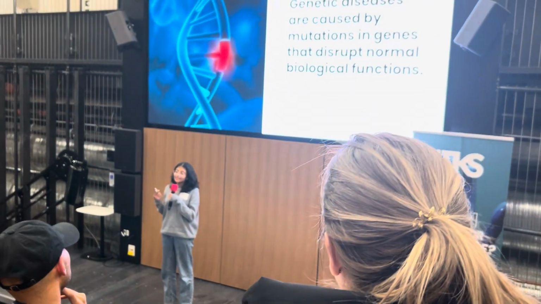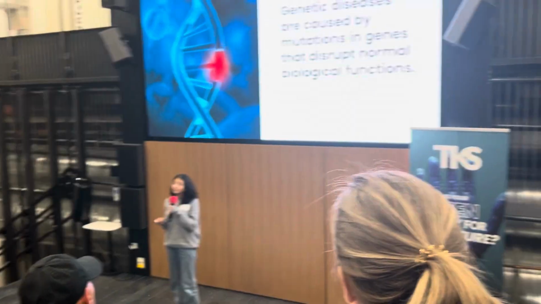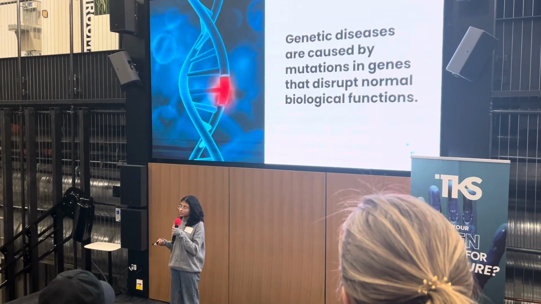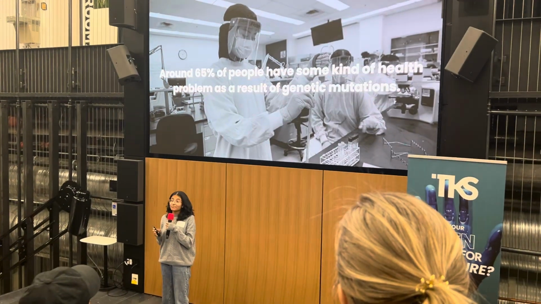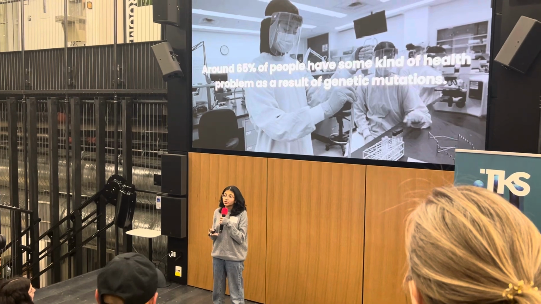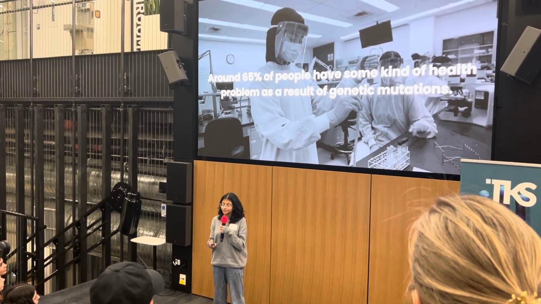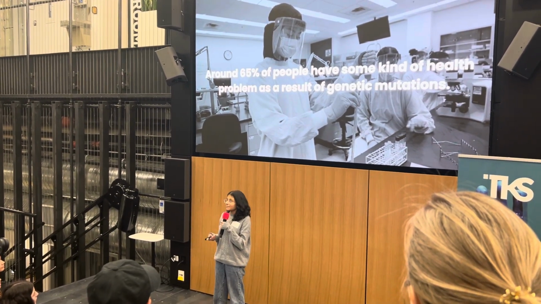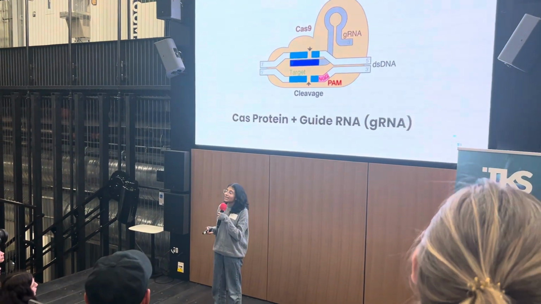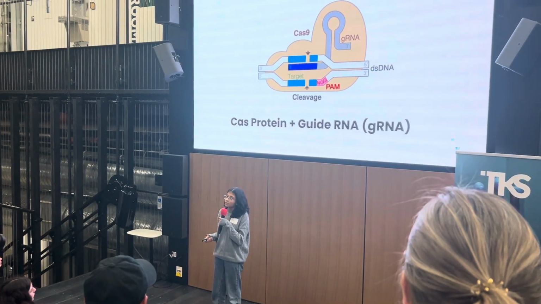Genetic diseases like sickle cell disease are caused by mutations in our DNA that disrupt normal biological functions. In fact, about 65% of people have some sort of health issue due to genetic diseases. So clearly this is a really big problem. Now, turns out we can actually edit our DNA using a technology called CRISPR.